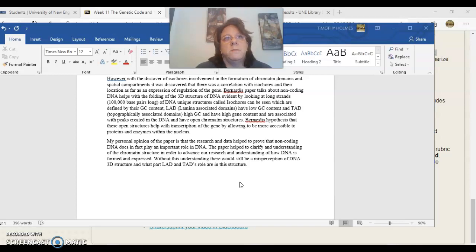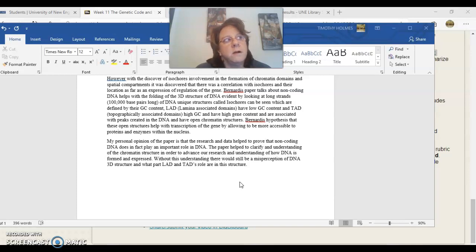My personal opinion on this paper after reading it is, without this data, we would maybe still be postulating that non-coding DNA served no purpose in the DNA structure, when in fact it helps to make the 3D structure of the DNA and plays an important part in it. So without that evidence and that data, we would still be in an opinion that it played no part.